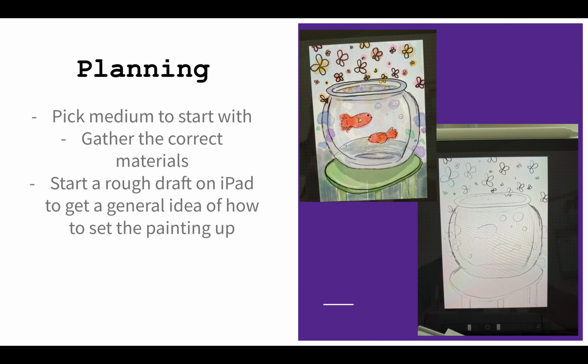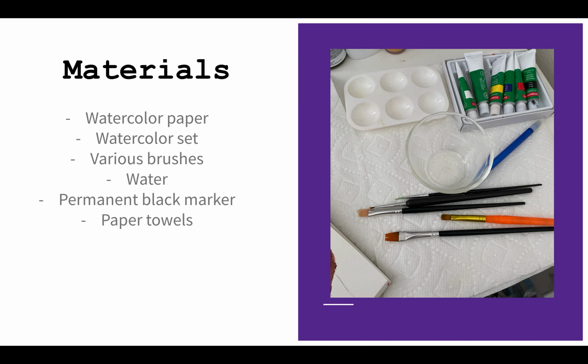So then I gathered the correct materials. I went to an art store, got my paint, got my brushes, just asked what they recommended, and I actually got watercolor that was in a tube, which is quite interesting. But yeah, I started a rough draft on my iPad, and then I set up my materials. Here are my materials, and then I got to painting. So I have watercolor paper, watercolor set like shown in the top.